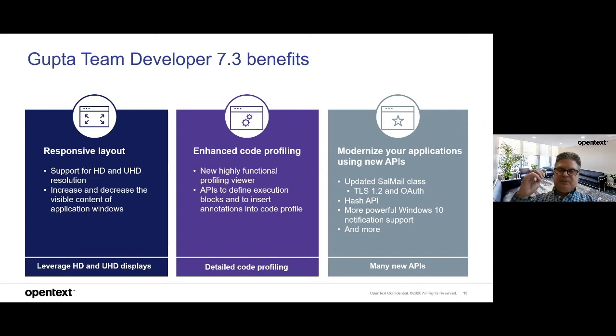In Team Developer 7.3, we did also enhance the code profiling by several customer requested features that made a lot of sense. You basically have a new highly functional profiling viewer that lets you more easily sort by the data that you receive from the code profile file. You can sort by columns, group by columns and things like that. And more importantly, you get APIs to define your own execution blocks, so you can measure exactly self-defined code segments and see how they perform in the execution file.